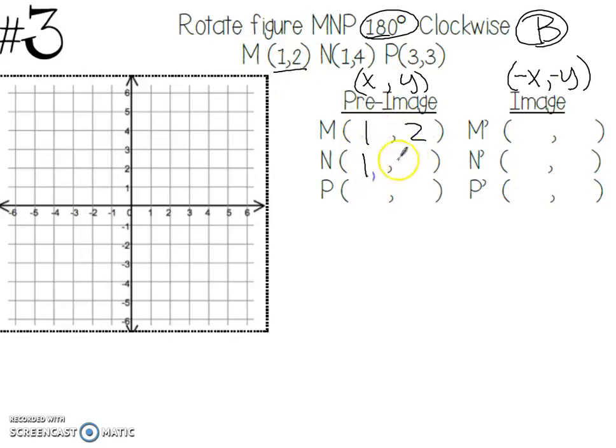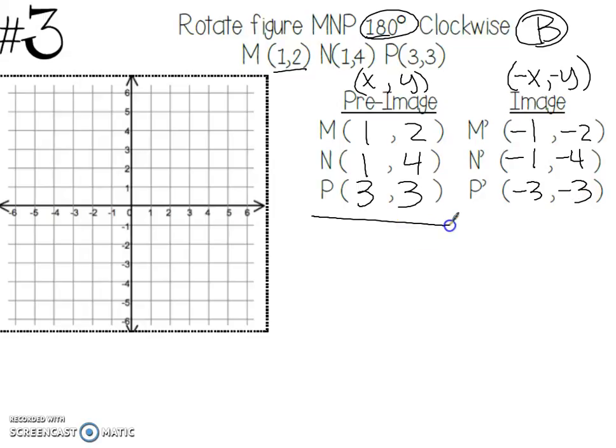1, 2, 1, 4, 3, 3. Okay, I transfer them over, but I change their sign. Okay, I'm going to plot my pre-image in black.